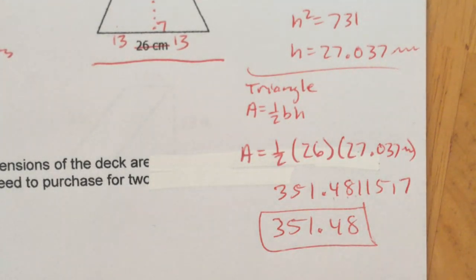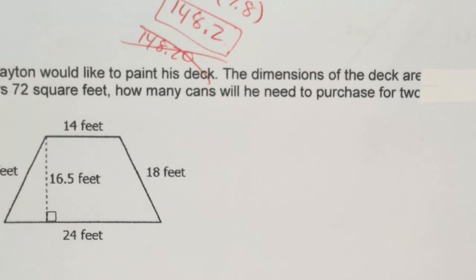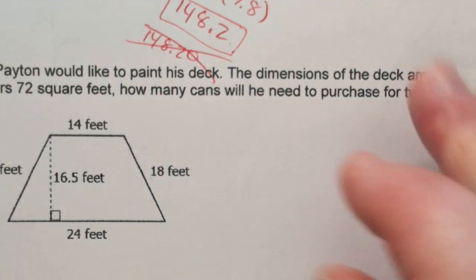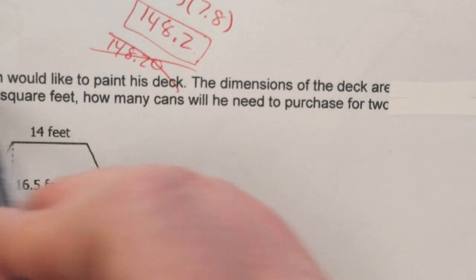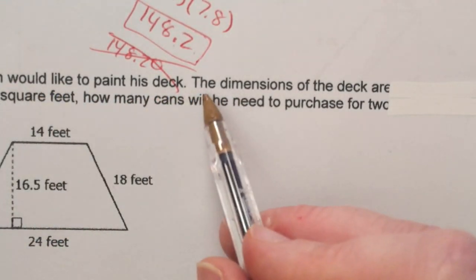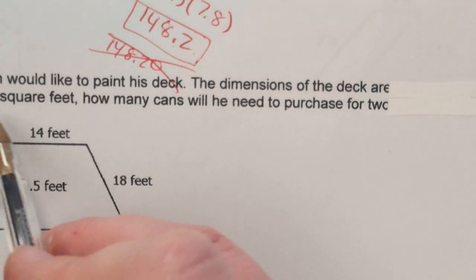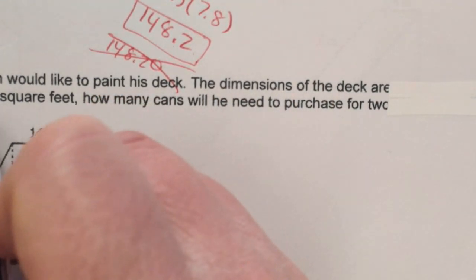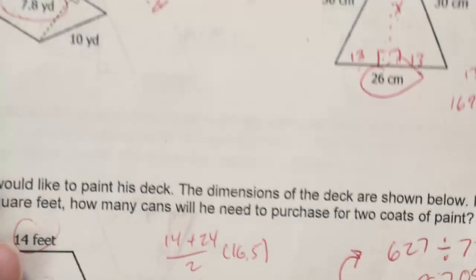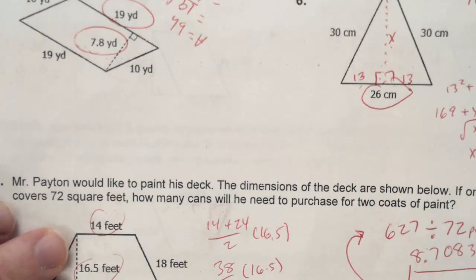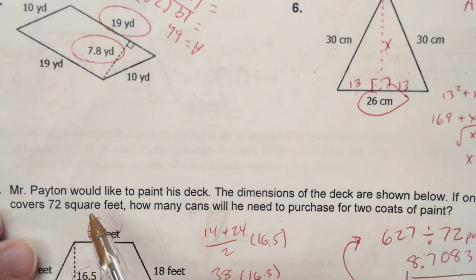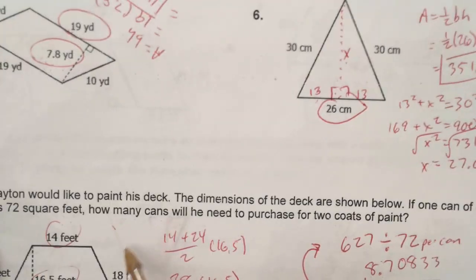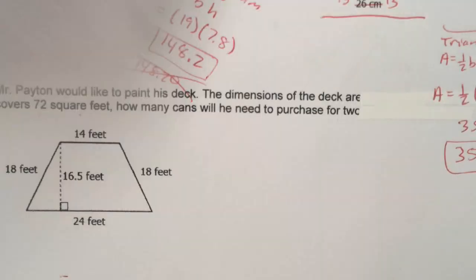Oh, we are going to do this last question. Whoopsies. Okay, so this last question, I just ran out of room. So let's see. Mr. Payton would like to paint his deck. The dimensions of this is 72 feet. Here's the real question. All right, so a can will cover 72 square feet, right? Okay. How many cans will he need to make this coat?